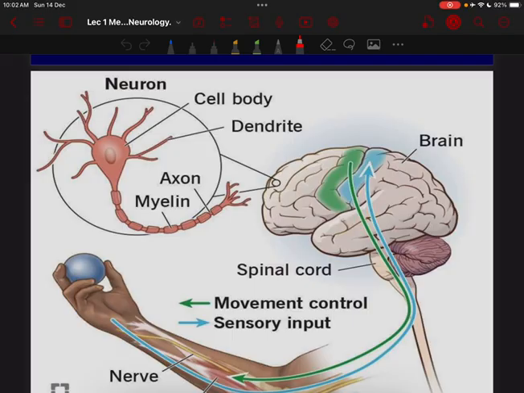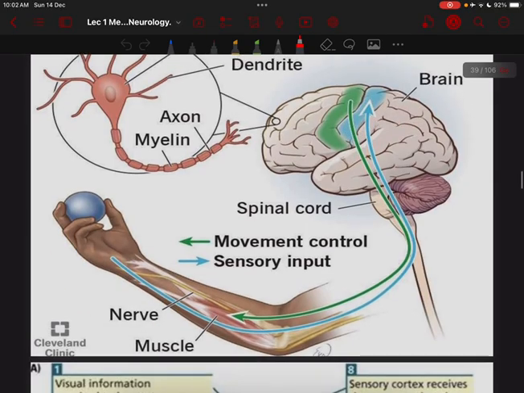Go to the sensory cortex. This is the central gyrus. The anterior part, pre-central gyrus. And the posterior part is the post-central gyrus. So the pre-central gyrus is the motor area, post-central gyrus is the sensory area.